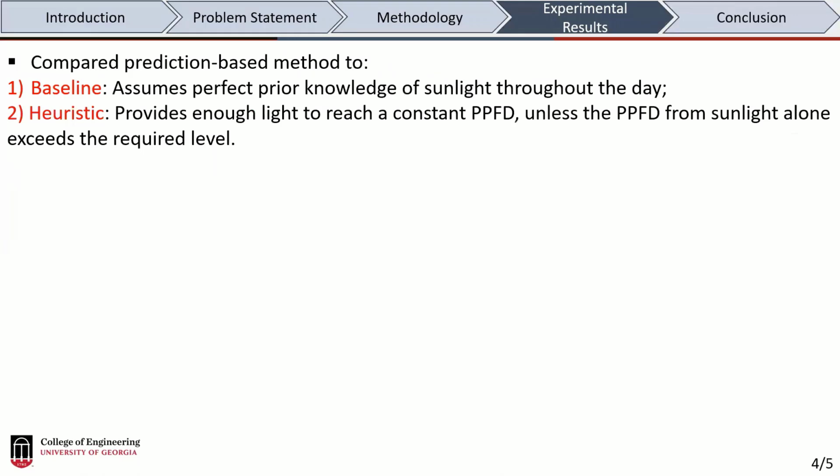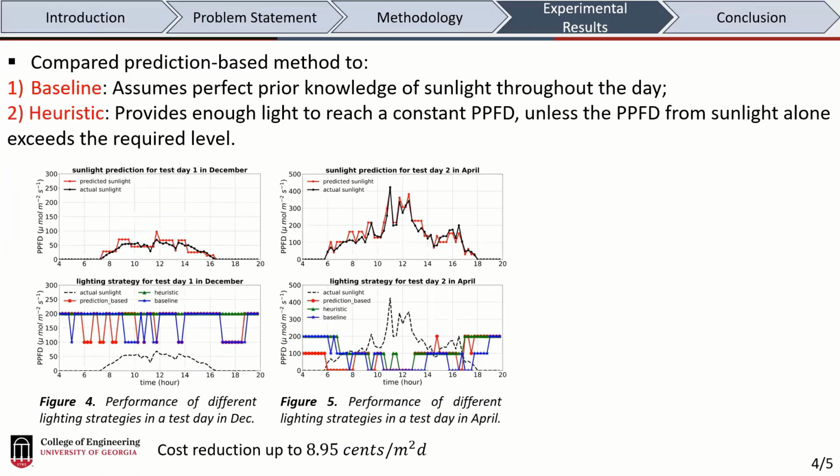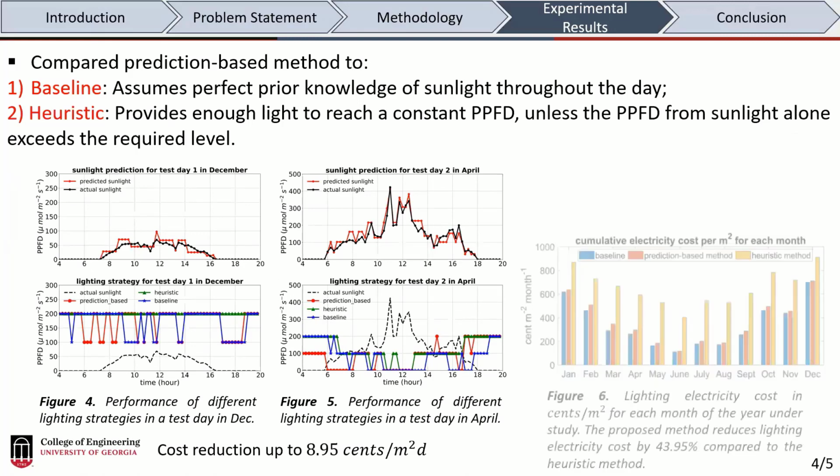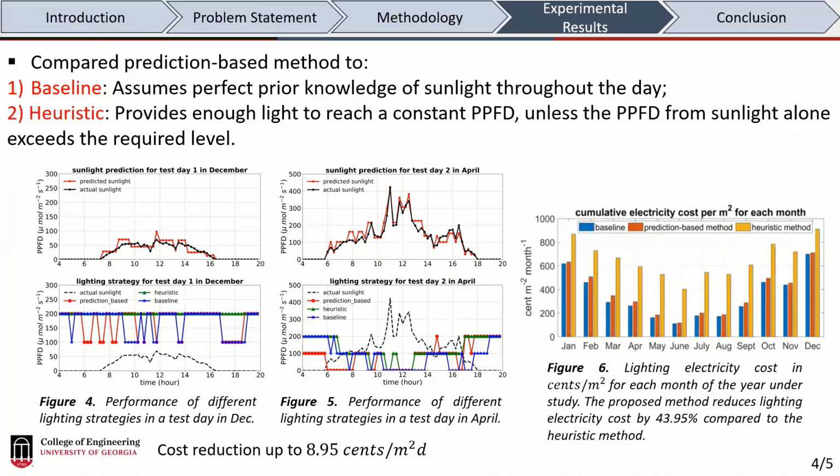We compared the proposed method to a baseline, which is optimal but assumes prior knowledge of sunlight, which isn't realistic. Also to a heuristic method, which provides enough light to reach a constant PPFD. Different test days in April and December were examined, and our method reduces cost significantly. Also, we evaluated our method throughout a whole year, and it showed about 44% cost reduction compared to the heuristic method.